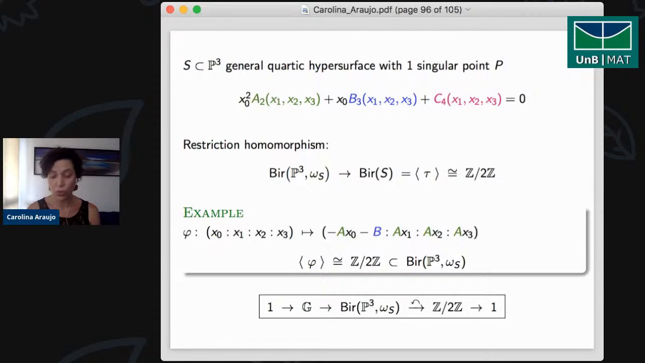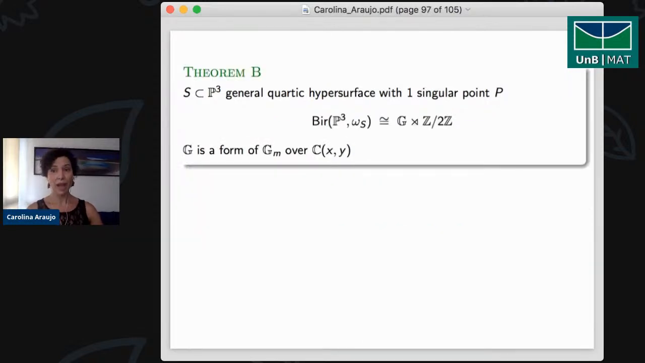So in other words, let me just state our theorem B. So here we fix a general quartic surface having one singular point, and the group of Cremona transformations that stabilize S is just a semi-direct product of G and Z mod 2Z, where for this G, we use the Sarkisov program to completely describe this group G. So this is what we call a form of GM over this field of fractions. So I do not want to explain what this is, but if you want, you can ask me afterwards.